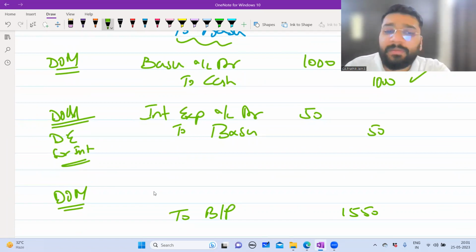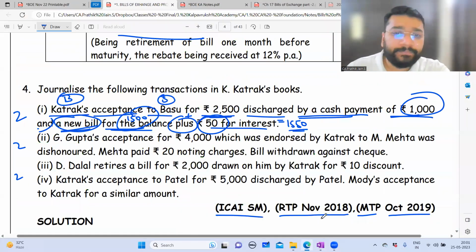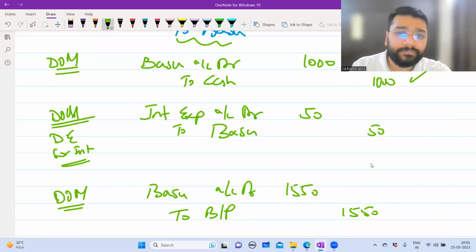So bills payable 1,550, and the debit will be what? We are closing the creditor. So Basu account debit 1,550 to bills payable 1,550. Any problem, my dear friends? No, sir.